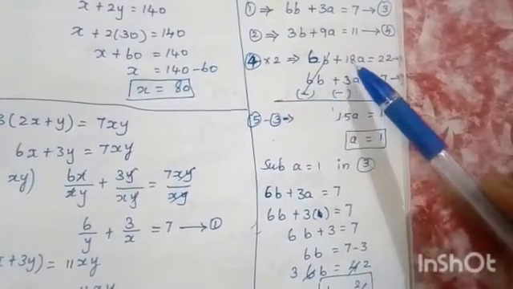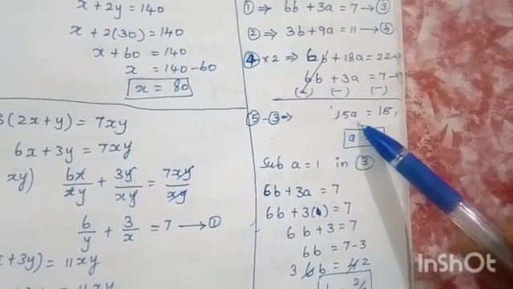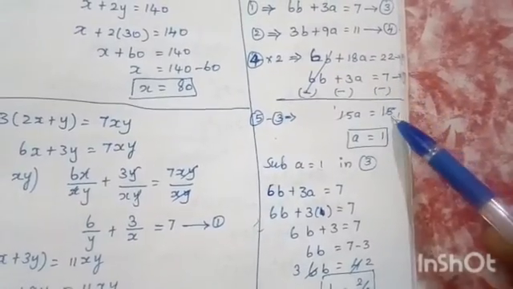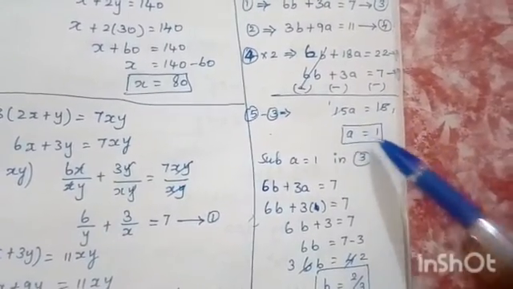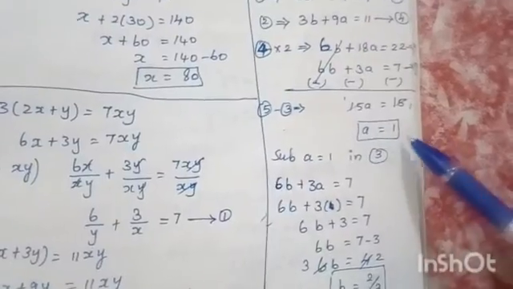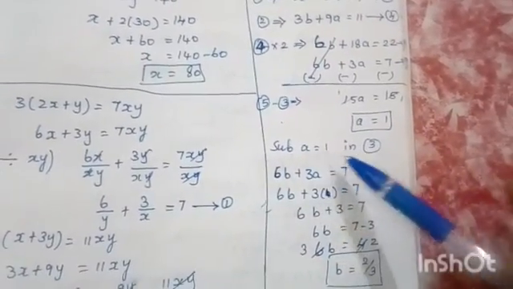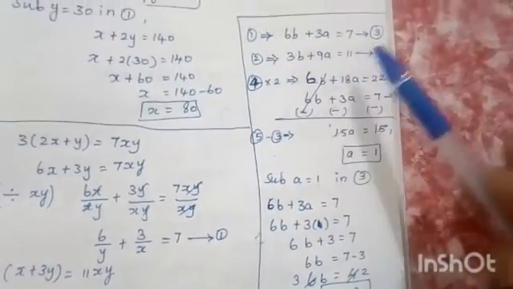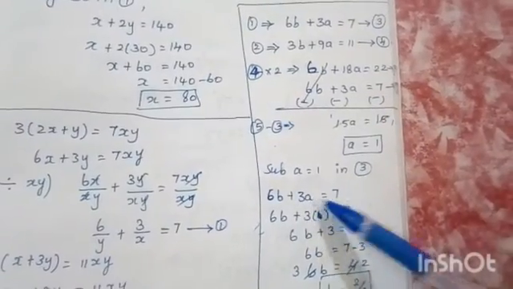So these two cancel. 18 minus 3, 15a. 22 minus 7 is 15. One time. So for these to cancel, a equal to 1. Now substitute a equal to 1 in equation number 3. So 6b plus 3a equal to 7.